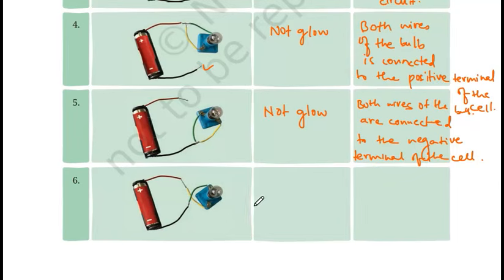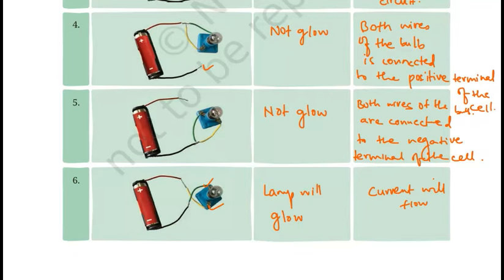All right, now in number 6, the lamp will glow. As you can see, in this case, the circuit is complete. The current will flow as all connections are properly connected. That is, one terminal of the cell is connected to the positive, the other end of the cell is connected to the negative terminal. So the entire circuit is complete and current will flow in this. All right. Why? Because all the wires are connected properly.